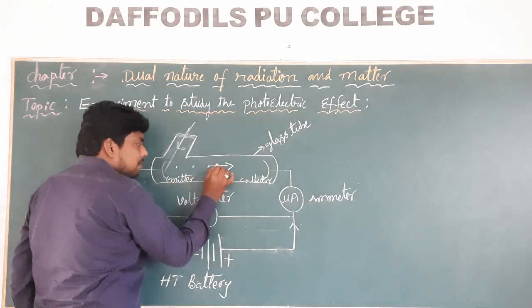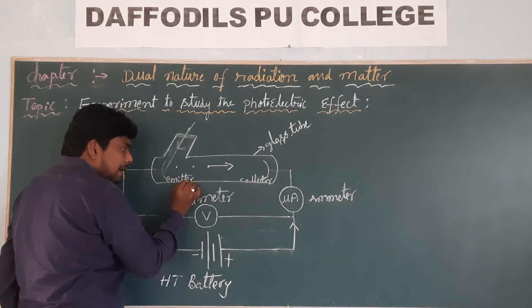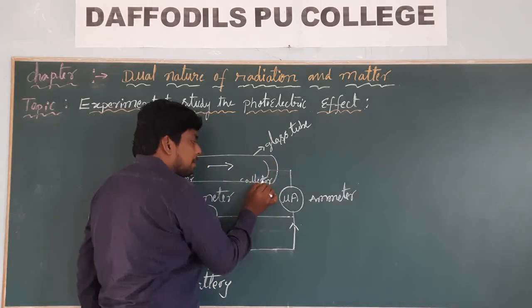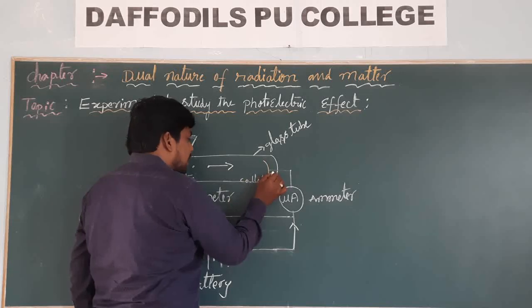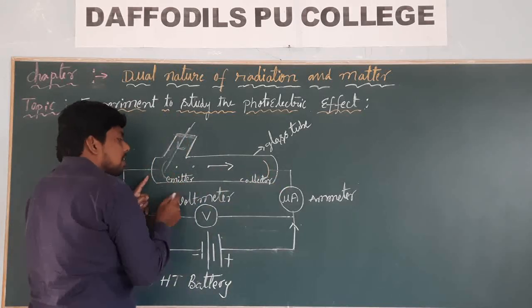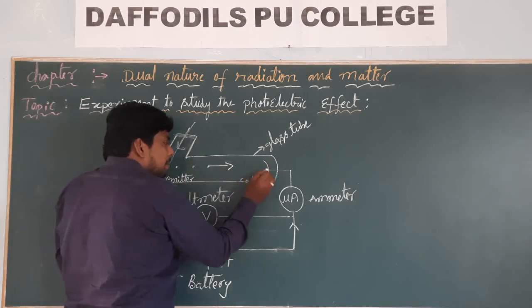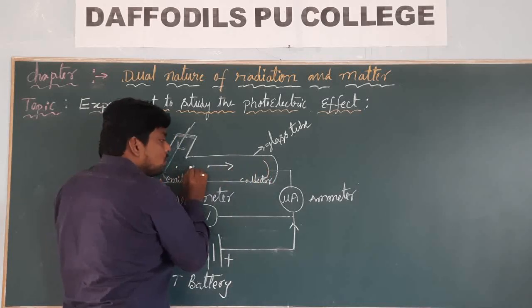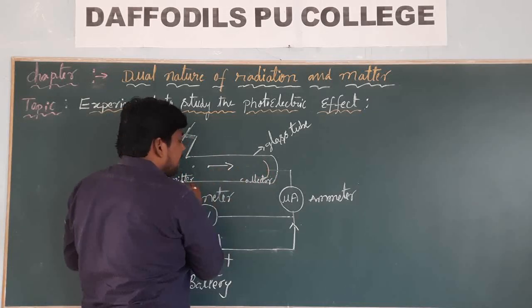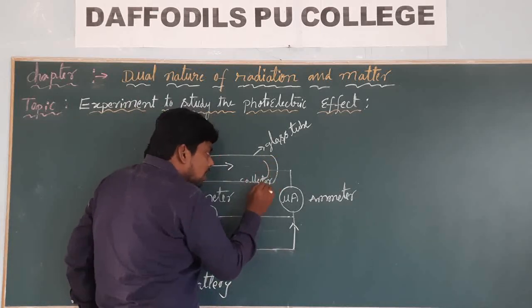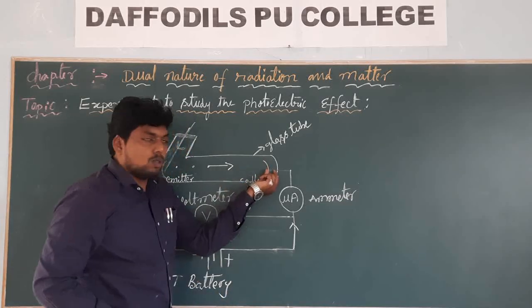When they are emitted from the emitter plate, they will move towards the collector plate. Why will they move towards the collector plate? Because there is a potential difference, and along with it, an electric field is created between the emitter plate and the collector plate. That electric field helps to move the electrons from the emitter to the collector. The collector collects all the electrons coming towards it.